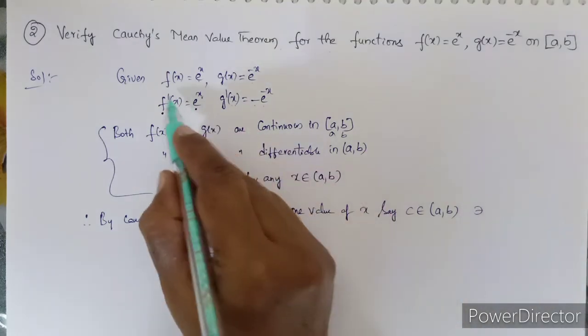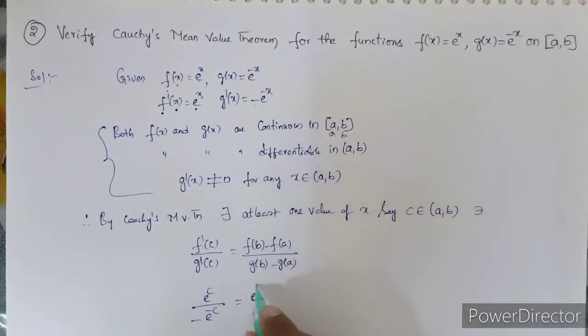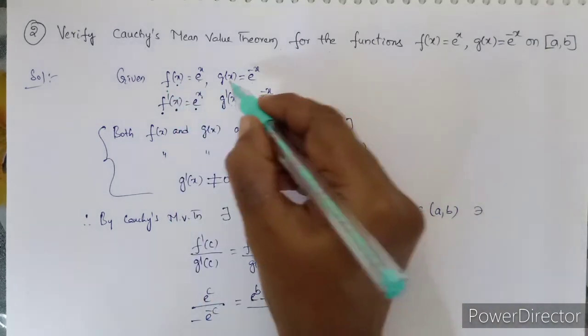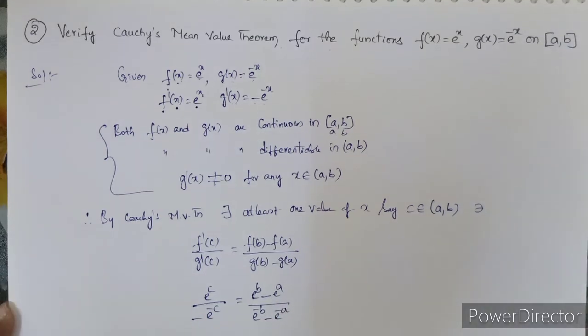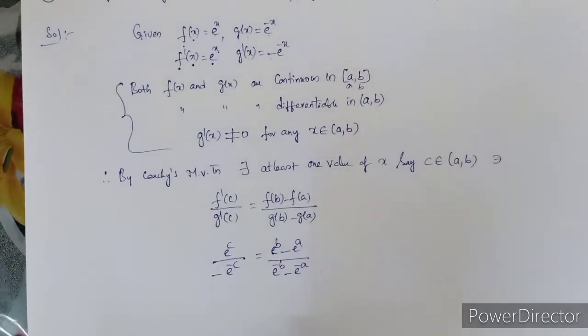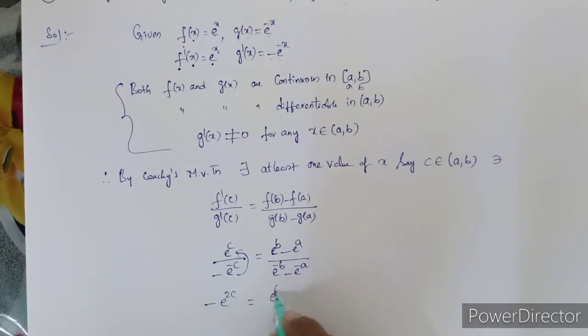Now f of b means e power b. F of a, e power a. G of b, e power minus b. G of a, e power minus a. Now on bringing to the numerator, minus e power 2c. E power b minus e power a, this is numerator. This is e power minus b. We write it as 1 by e power b. This as 1 by e power a.